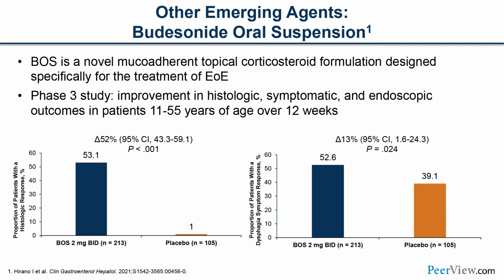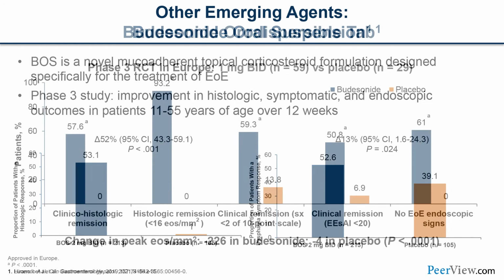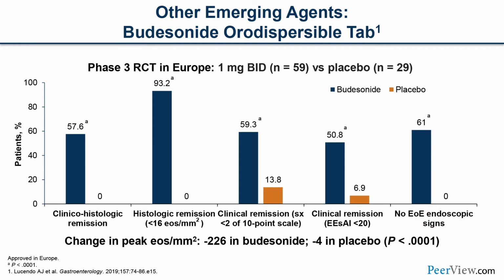There's a different formulation of budesonide, called an oral dispersible tablet, that's out in Europe and has been through trials. Again, this was a phase 3 randomized controlled trial where they looked at the efficacy of 3 months of the oral dispersible tablet, which is probably going to be pretty easy for our patients to take. They showed that in almost 60% of patients, they had both clinical improvement, with pretty stringent criteria, and histologic improvement. And about 90% of them had histologic remission.